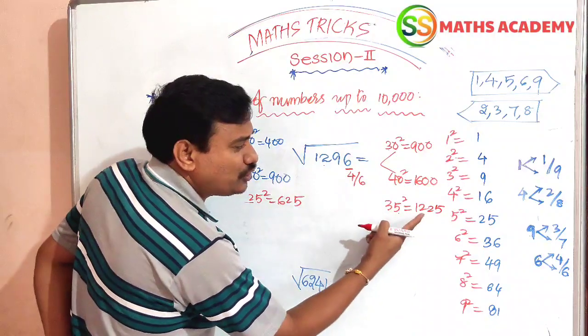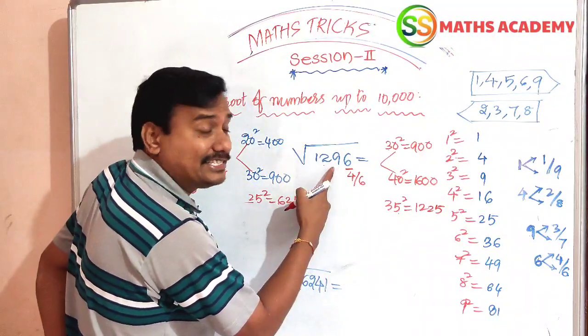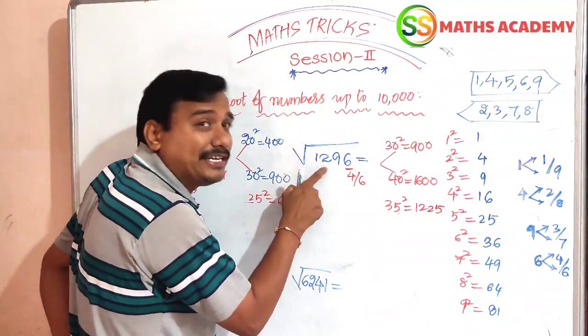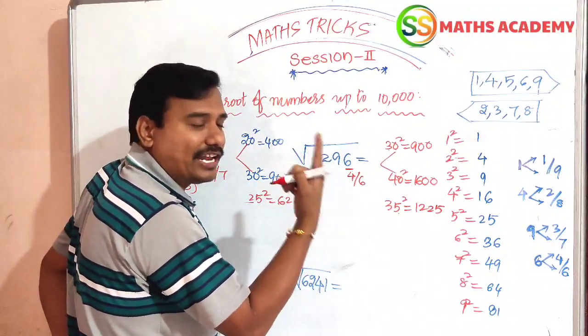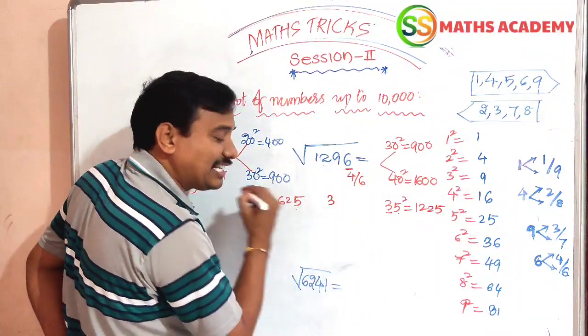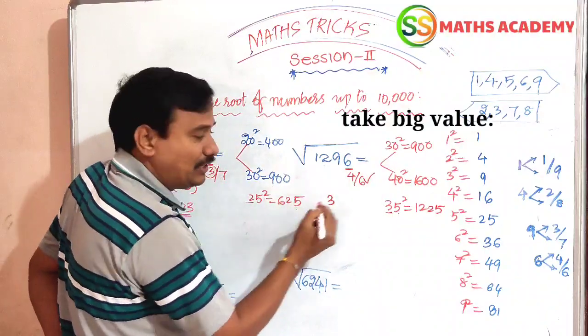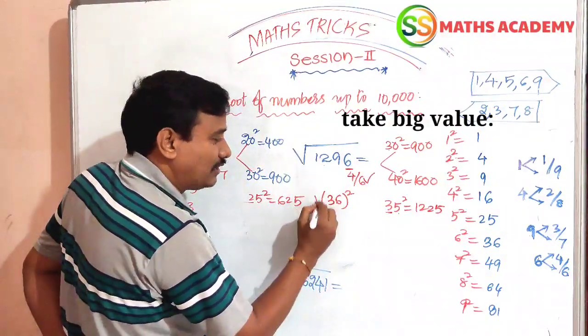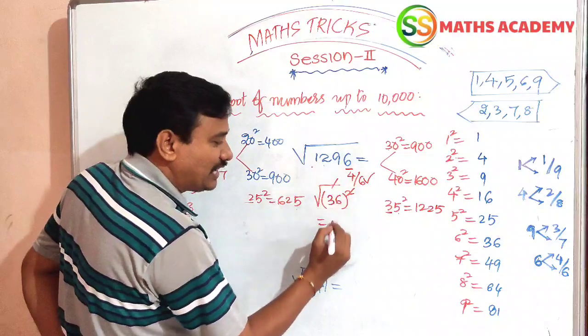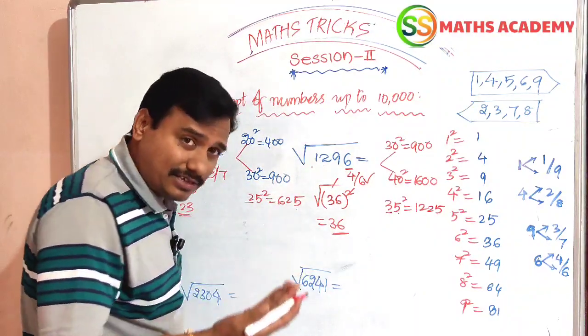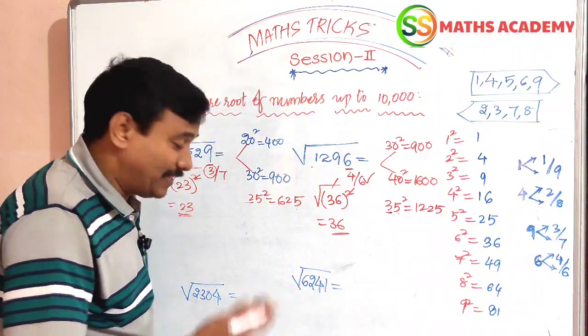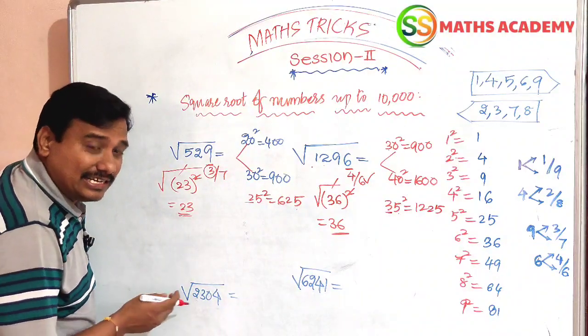Now, this 1225 and this 1296, which is bigger here? This is the bigger, more than this one. So you can take 3 here as it is. Bigger means the second value, 36 whole square. Now the square root cancels. The square root of 1296 is nothing but 36, friends. 36 only.